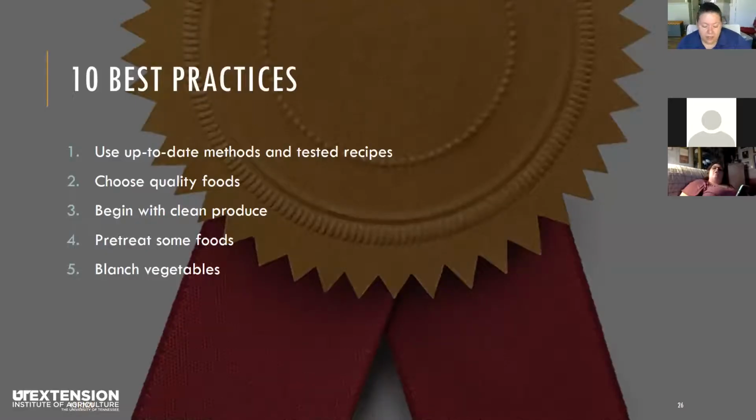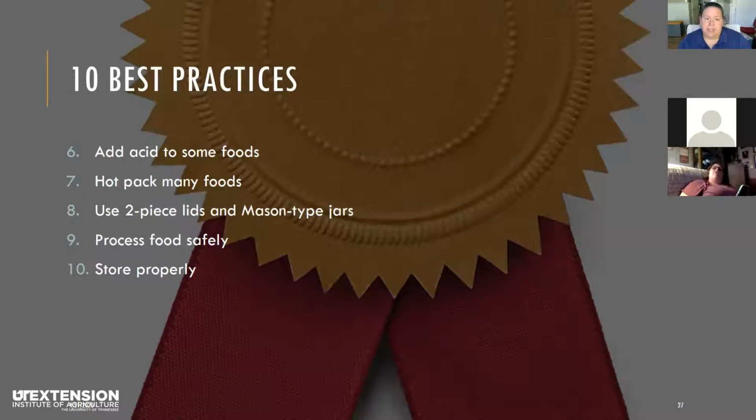Just to reiterate some of the 10 best practices: of course, use up-to-date methods and tested recipes, choose quality foods, begin with clean produce, pre-treat some of your foods, blanch your vegetables, add acid to some of those foods, hot pack many foods, use two-piece lids or mason type jars, and then process your food safely and store those food items safely.